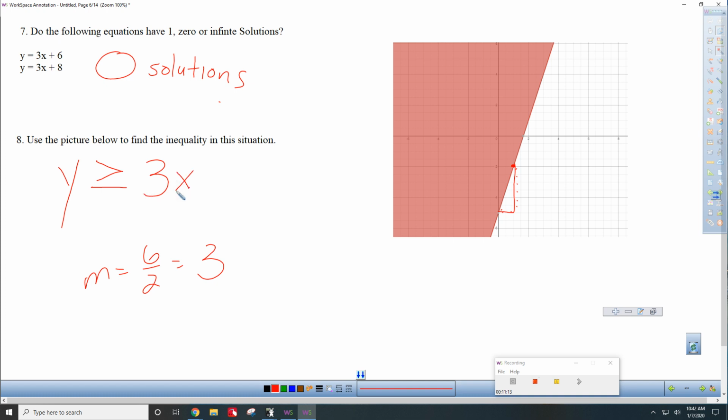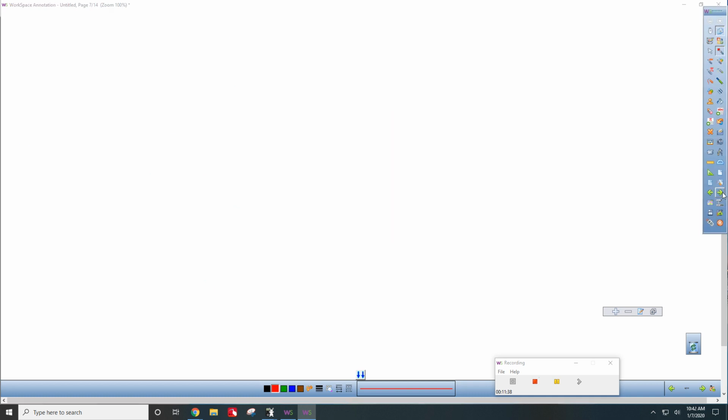What's the y-intercept? What is that point right there, you think? Very good. You understand how we got that? We found our slope. We found our y-intercept. It was greater than because it was shaded above. It was greater than or equal to because our line was filled in. That's a great math problem right there.